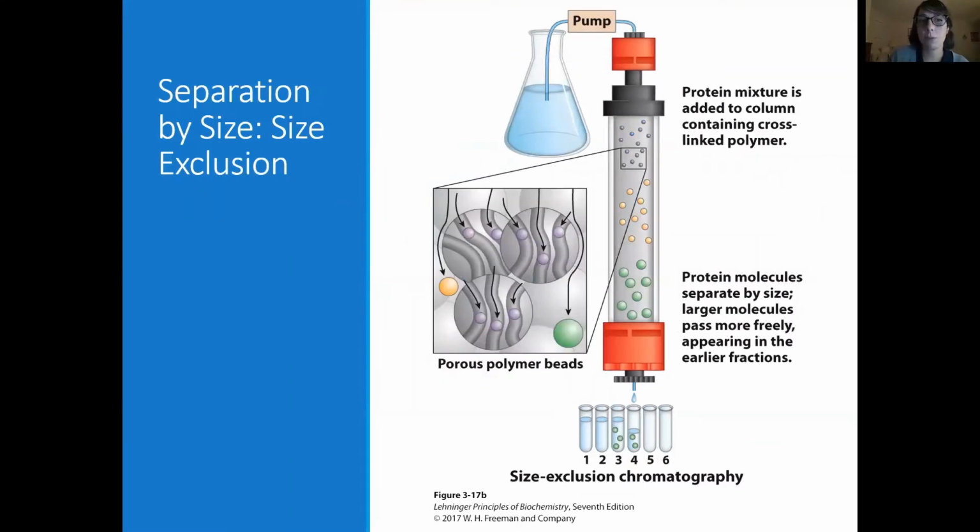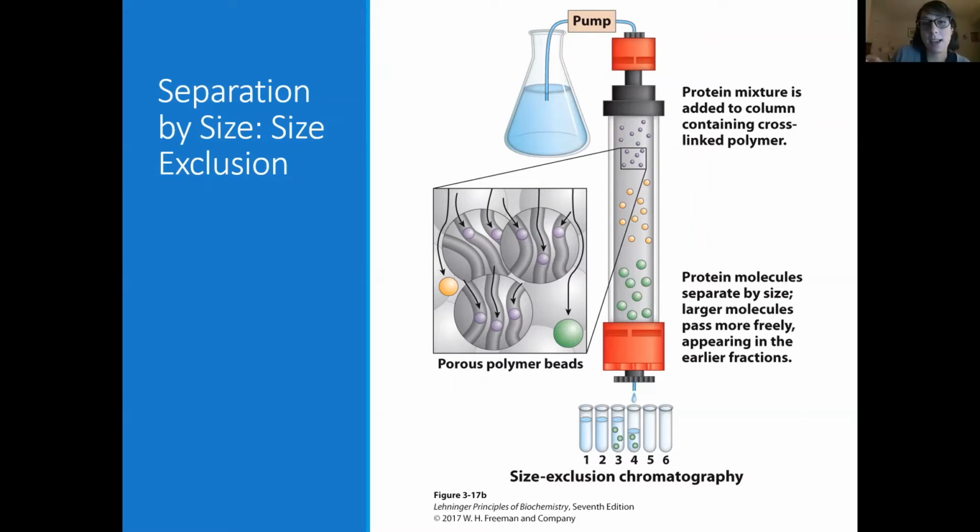Another type of column chromatography is called size exclusion chromatography. This separates the proteins based just solely on their size, on their molecular weight. Again, a protein mixture is added to a column, and in this case, the column has these cross-linked polymers.